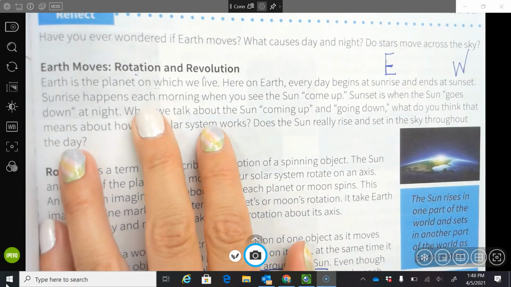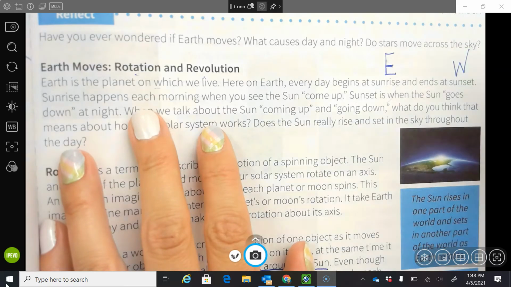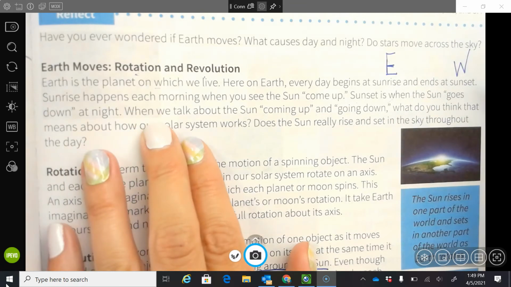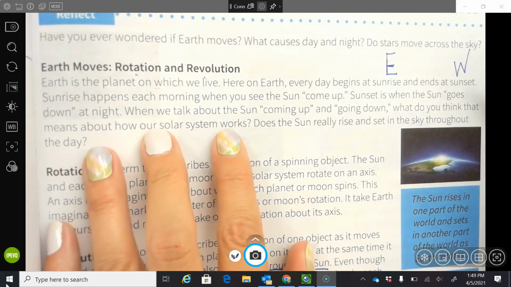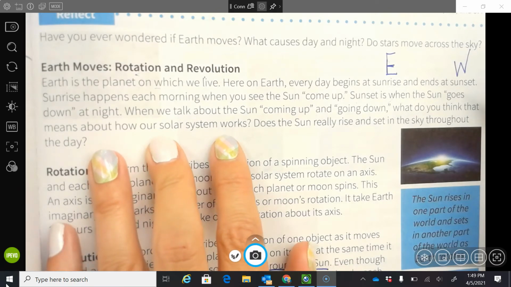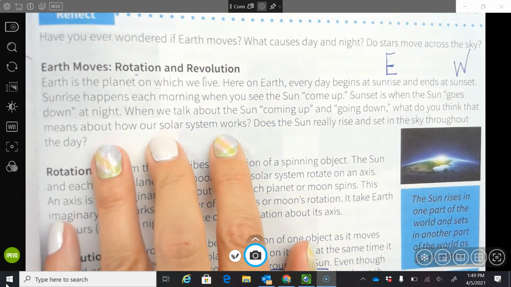Sunrise happens each morning when you see the sun come up. Sunset is when the sun goes down at night. We knew that, right? When we talk about the sun coming up and going down, what do you think that means about how our solar system works? What do you think, Christian? It means when the sun's going up, it's already become sunrise, and it's beginning to turn into the actual daytime. But when it's sundown, that means it's turning into nighttime.